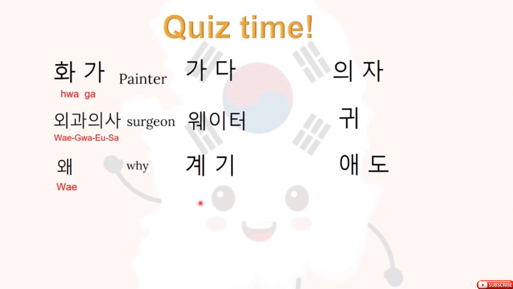Why did you do this? Where? Yeah, we use "where" a lot in Korean. Okay. Next one. 가다. 가다. It means to go. Go. Okay. Waiter. Waiter in Korean. The next one is 계기. 계기. It means an opportunity. 계기. It's a little bit difficult word, but okay.